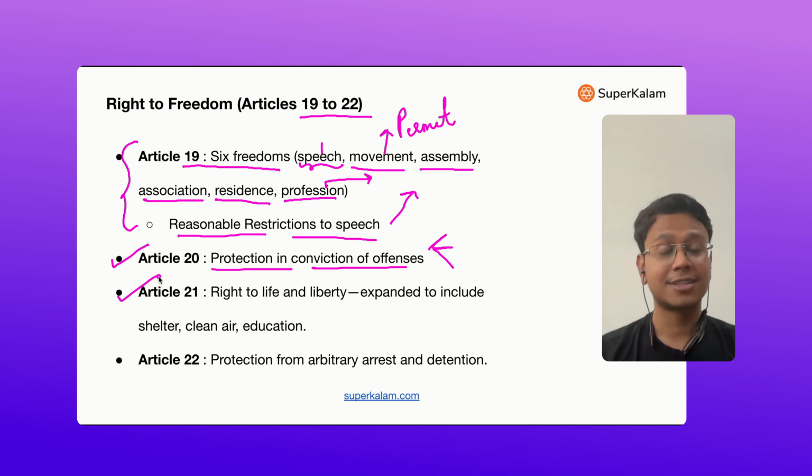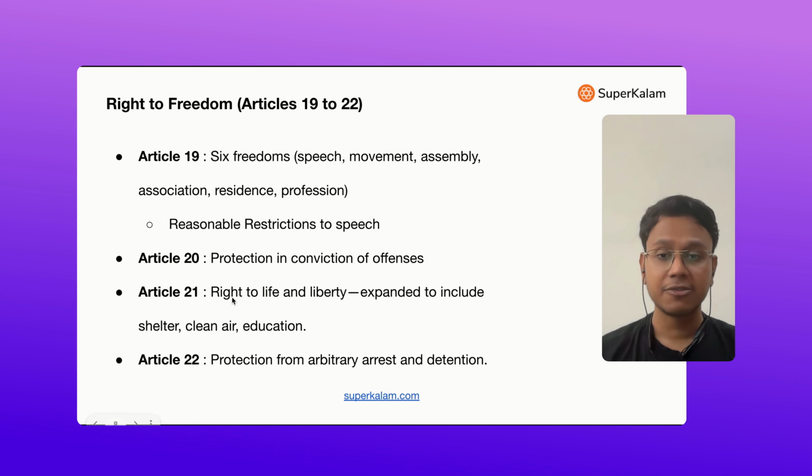This is now Article 21. Very beautiful article, very diverse article. It has been expanded like anything. Now, I want to cover this in detail. Article 21 says that there will be life and liberty. That means freedom to live, freedom to dignity and freedom to live in a free manner.